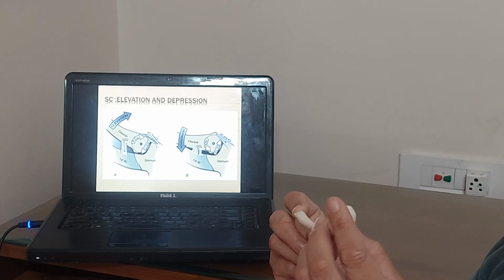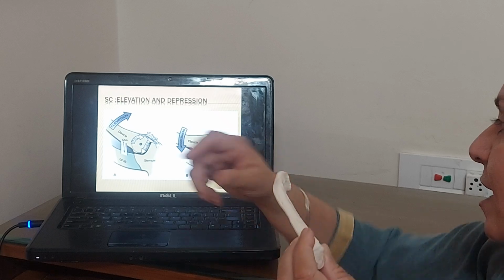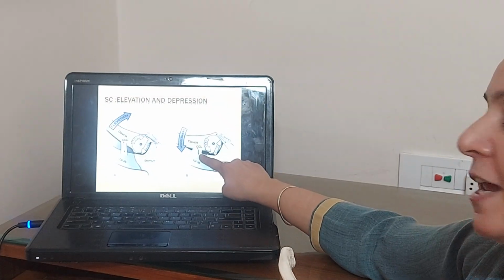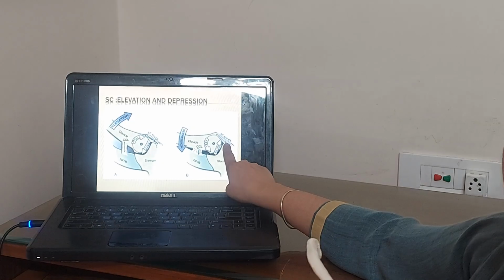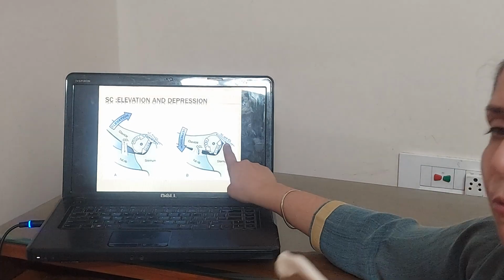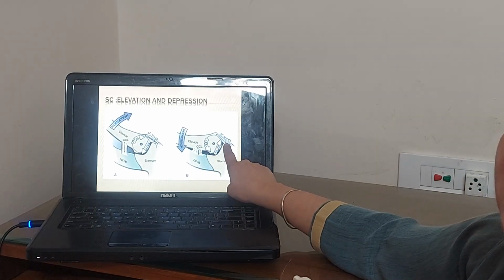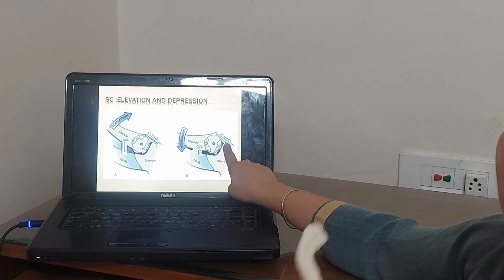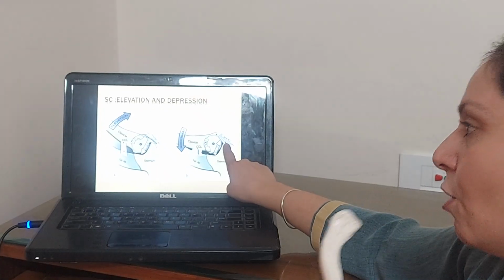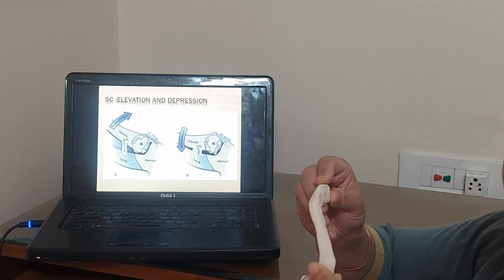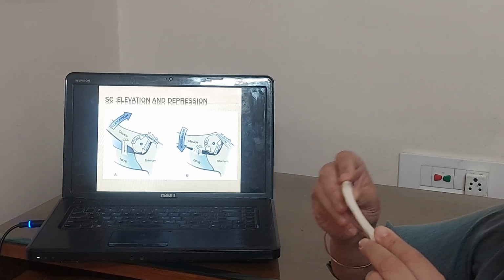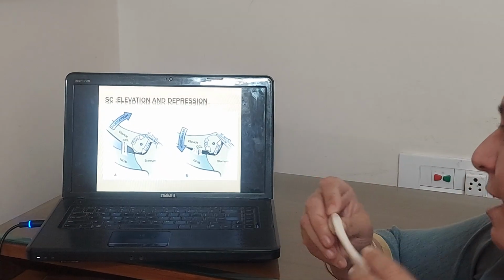move superiorly. Now if it is moving superiorly, you see the costoclavicular ligament is relaxed, whereas the interclavicular ligament and the anterior portion, or both the portions of the sternoclavicular ligament, are taut. Both the laminae of the sternoclavicular ligament are taut. Fine. So you need to tell me the structures which are stabilizing it and the structures which are responsible for these movements, the range of movement and everything.